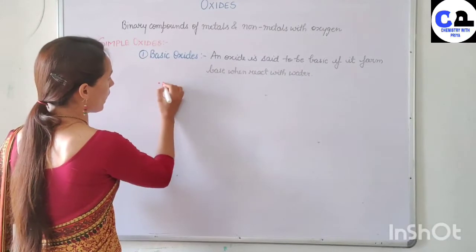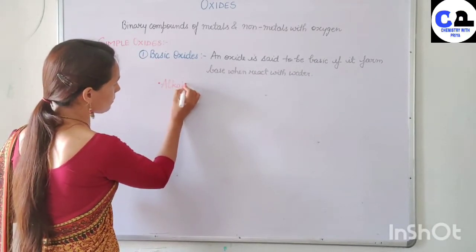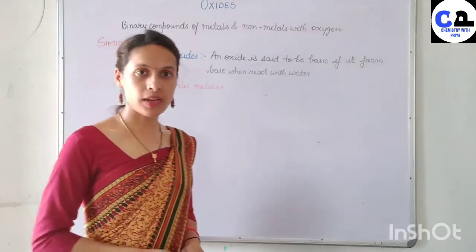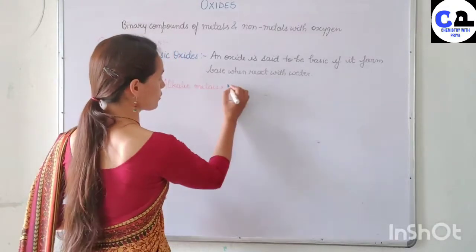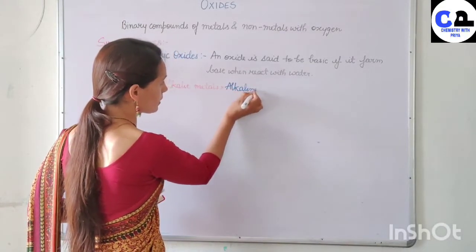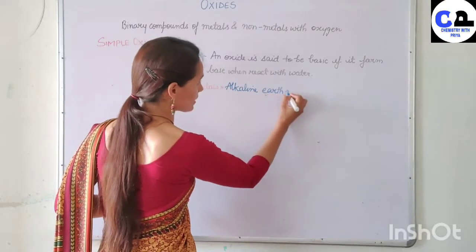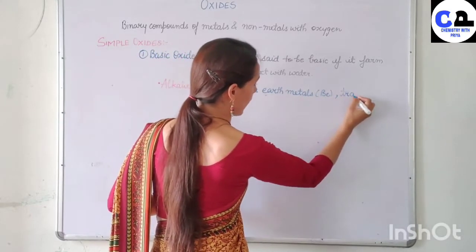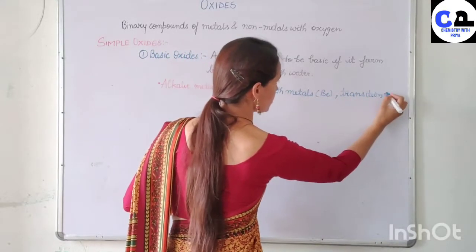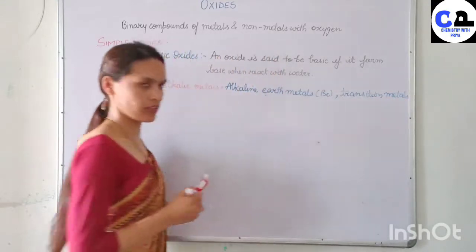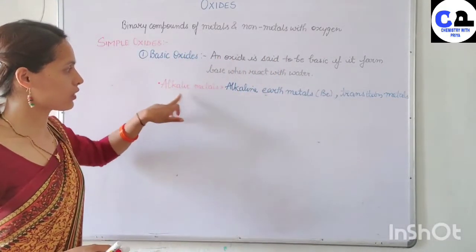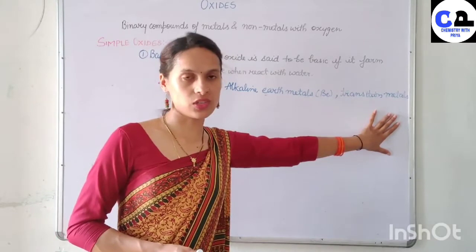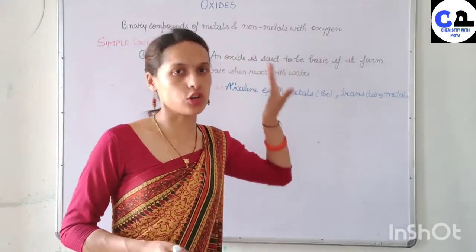Now, the oxides of alkali metals, alkaline earth metals except beryllium, and transition metals generally form basic oxides.